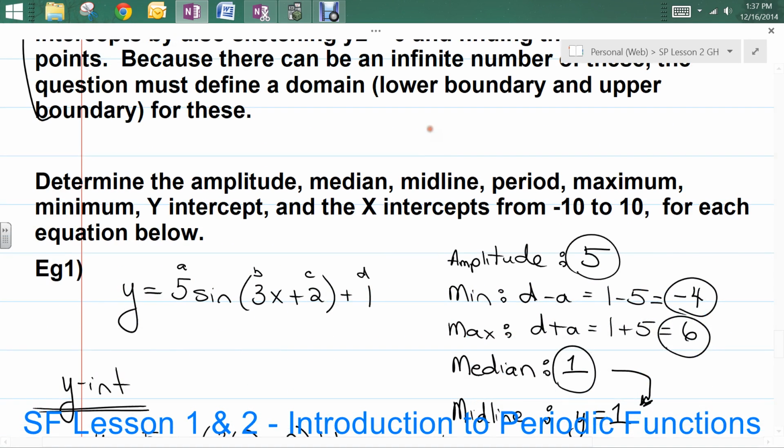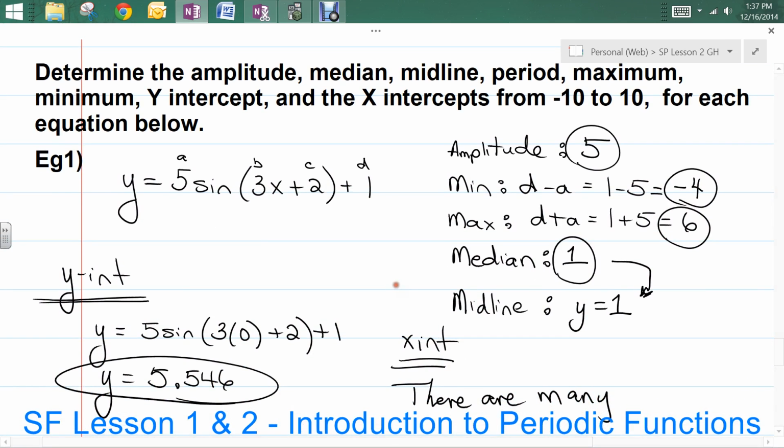Now we did this example here. This is where we kind of stopped. Determine the amplitude, the median, the midline, the period, the max, the min, the y-intercept, and the x-intercepts from -10 to 10. And so we did that, keeping in mind the a value was 5, the b value was 3, the c value was 2, the d value was 1. We got all these pieces.